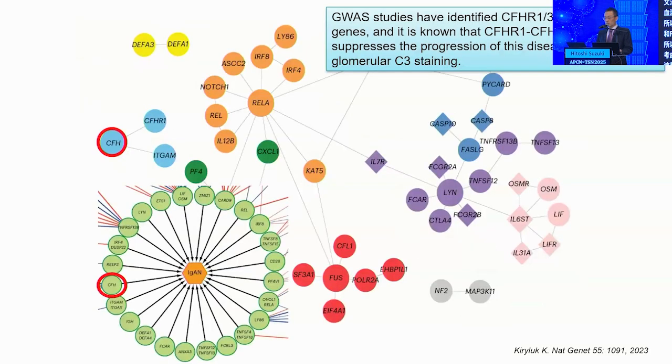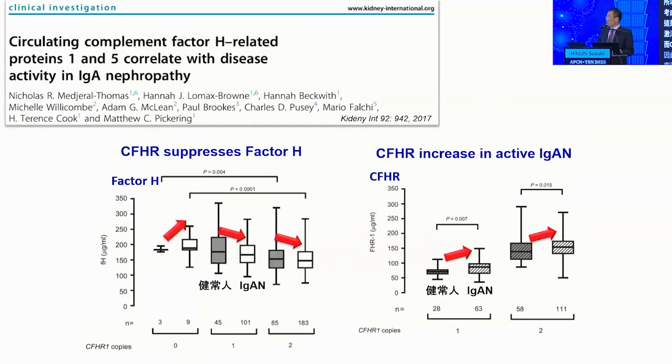The GWAS data also indicated complement activation. GWAS studies have identified CFHR1 and 3 as candidate genes, and it is known that CFHR1 and 3 deficiency suppresses the progression of IgA nephropathy and reduces glomerular C3 deposition. This data also indicated the competition of factor H and CFHR. If the levels of CFHR increase, they suppress factor H.